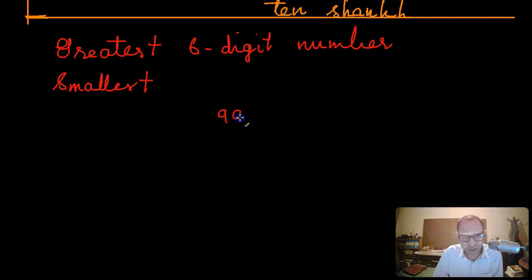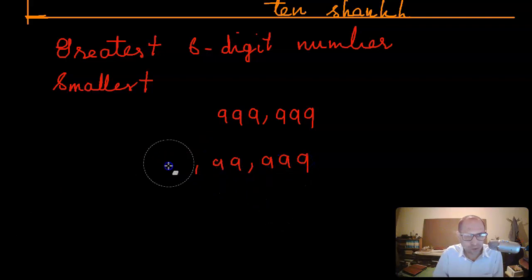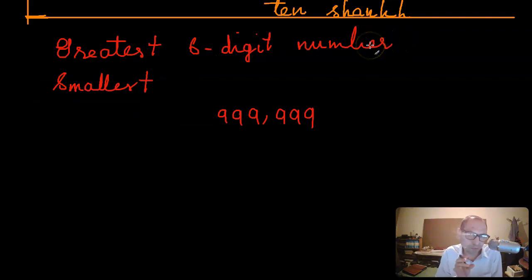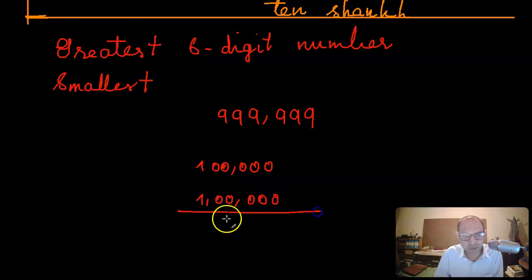So that is essentially 999999. That's 6 digits and all nines, so that's the greatest 6-digit number, which is 999,999. In the Indian system it would be 9,99,999, right? And when it comes to the smallest six-digit number, the first digit is always a 1, the smallest digit possible, and then the rest would be zeros, meaning 1 and then 00000, which is 100,000, and in the Indian system it would be 1 lakh, right?